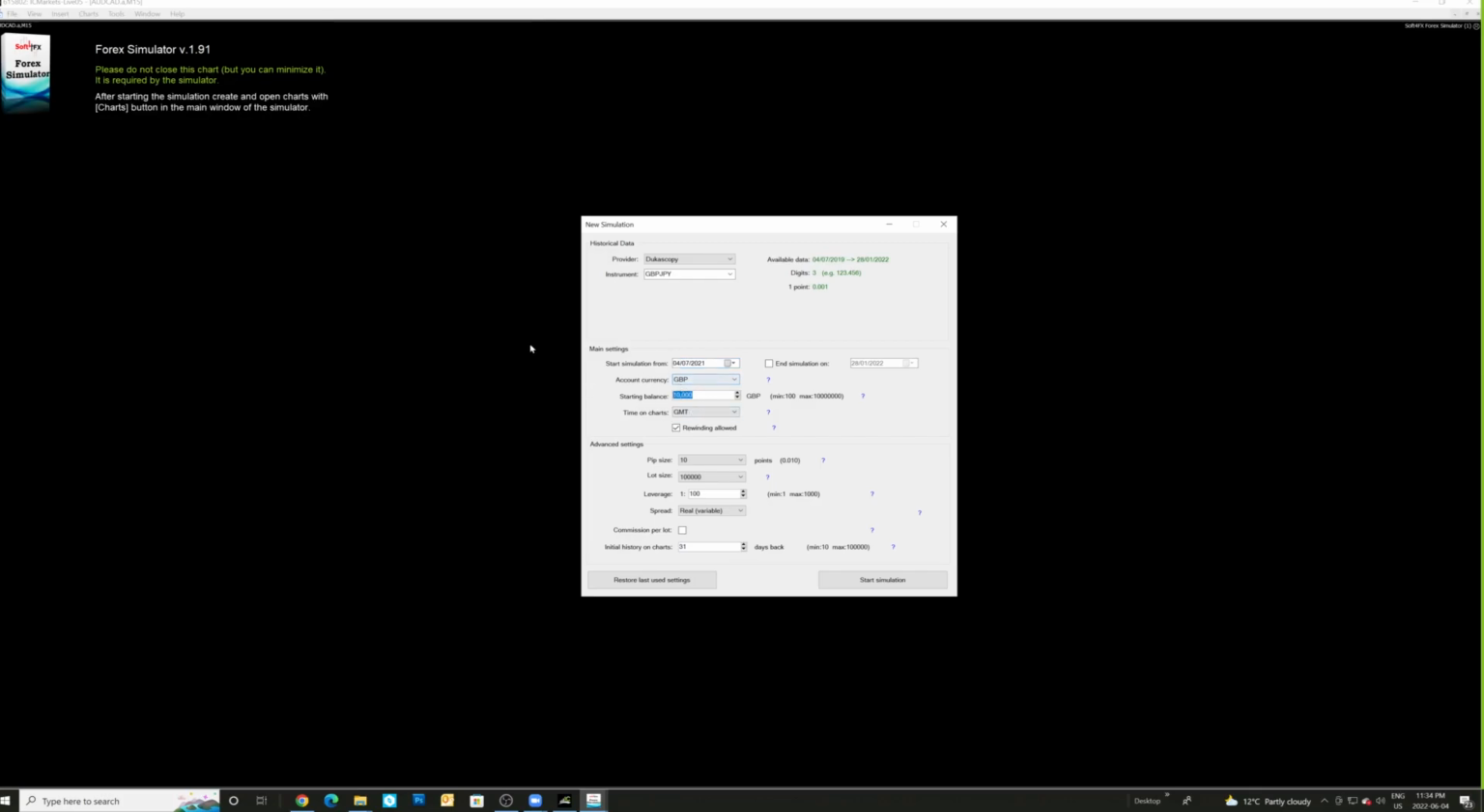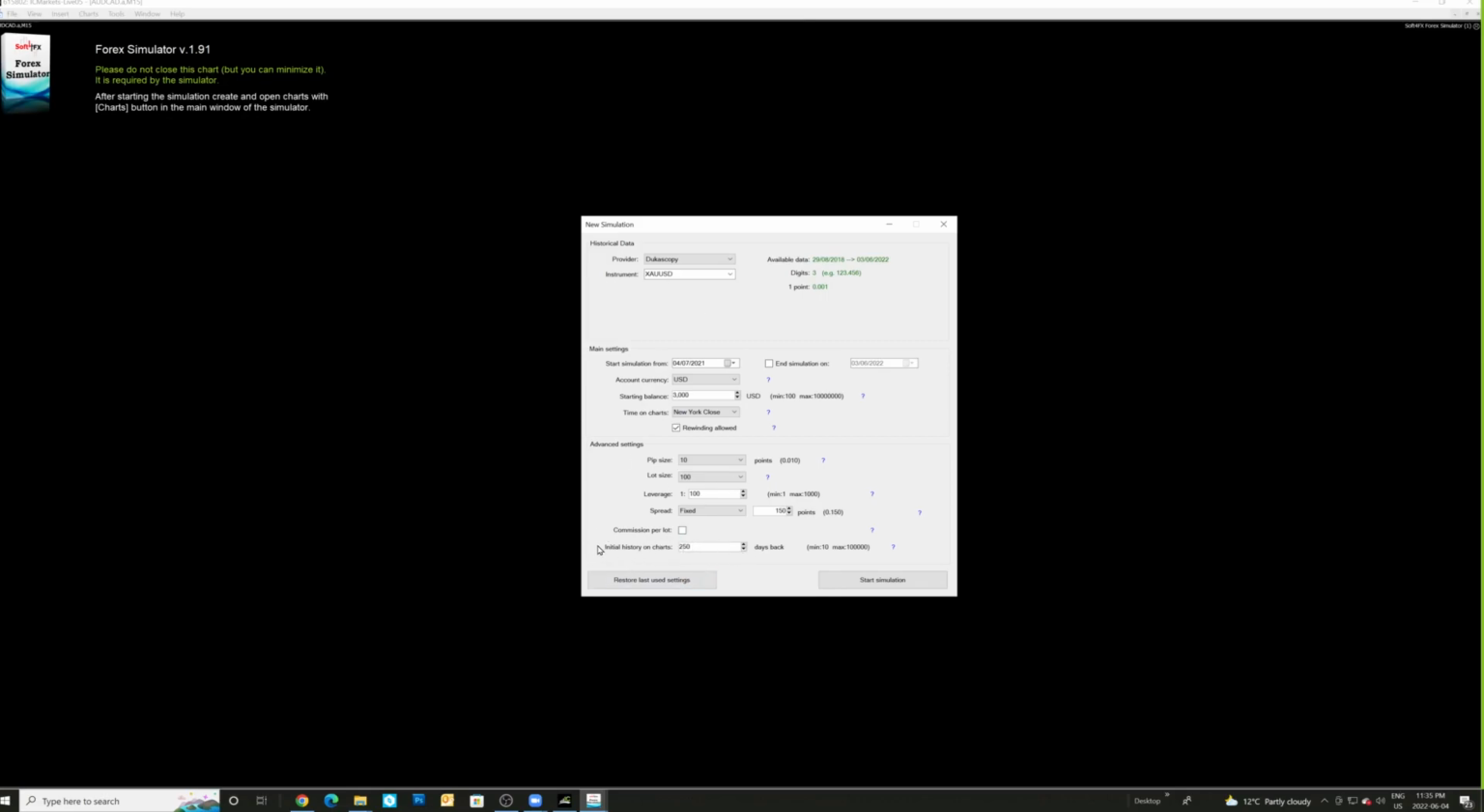Perfect. The amount that we're going to start with, let's choose gold over here first. July 4th. The amount we're going to start with is, let's say, 3,000. New York close, pip amount, leverage. We'll keep it at 1 to 100. Spreads, we're going to do a 1.5 pip spread over here. Initial history on the charts, we want to see around 250 days. I'm not sure how far back of history I have, so I'm just going to choose 250 days.